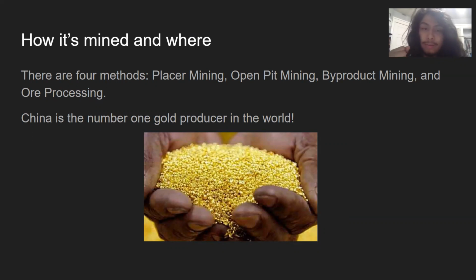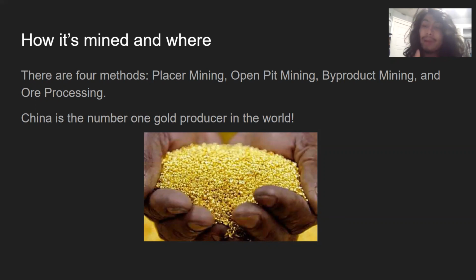then they'll use water with this cradle and they'll put dirt inside of that cradle and they'll shake it out and they'll sift out the gold using the water. So it's like a sifter for gold. So that's how you and me could basically go gold mining. But a more industrial way would be open pit mining and byproduct mining and ore processing, which we'll talk about.